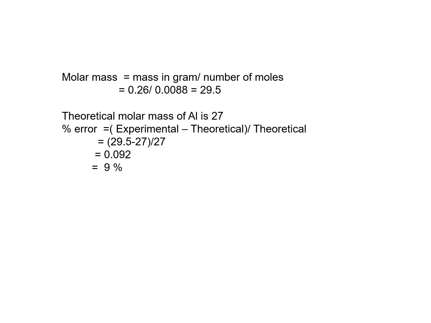Now this is the last slide of this presentation. Now we have to calculate the molar mass. What's the definition of the molar mass? The molar mass of anything is equal to the mass of that thing in gram divided by the number of moles of that thing. All right. So how many grams of aluminum did you take at the beginning? You took 0.26 gram of aluminum.